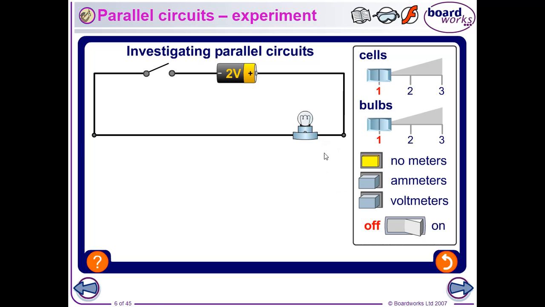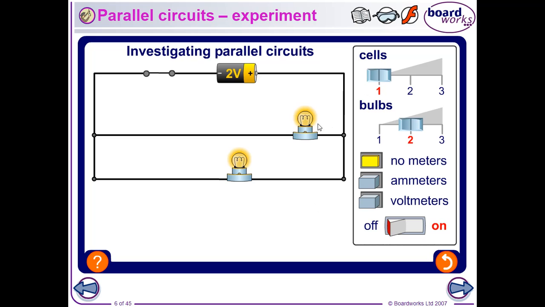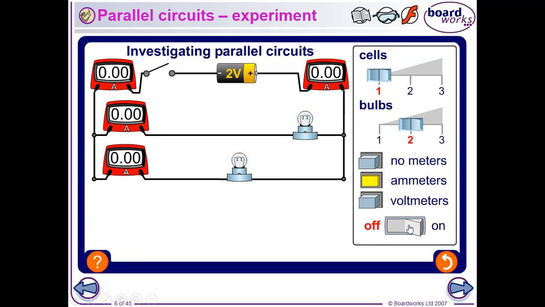In parallel circuits, same as before, I have 2 volts and I have 1 bulb. If I add another bulb to this circuit, I'll see I have the same brightness. If I add ammeters in the circuit, you'll see I've got 0.6 amps coming through the cell, but at this junction here and here, this current splits to flow 0.3 through this bulb and 0.3 through this bulb. Then the current joins up again and becomes 0.6 as it comes back into the cell. So the current is split up.